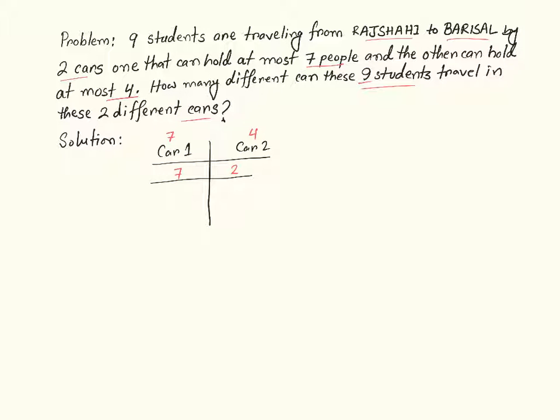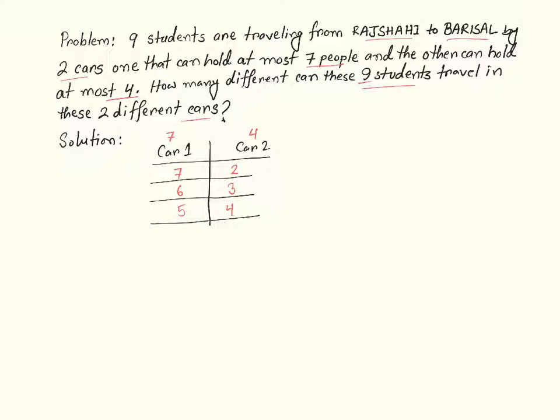In the next case, let's say 6 of them travel in the first car. In that case, 3 of them are going to travel in the second car. And in the third case, 5 of them travel in the first car, and then 4 of them travel in the second car. Now our table is going to end here.